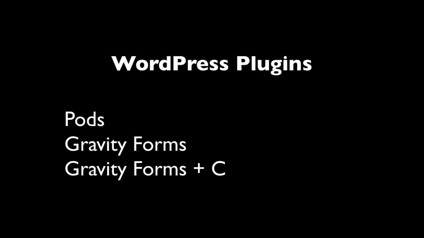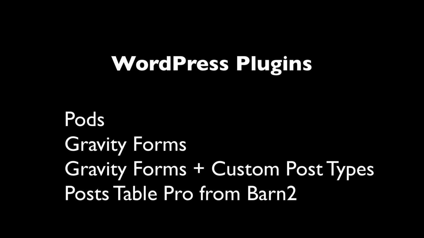First up, you need to get the required plugins. So we need a plugin called Pods, Gravity Forms plus Custom Post Type, and then to display the submitted form entries and any attachments in a neat table, we can either use Posts Table Pro from Barn2, which is what I'm going to do, but you could also use Barn2's Document Library Pro for a document resource, or their WooCommerce product table for a list of products.